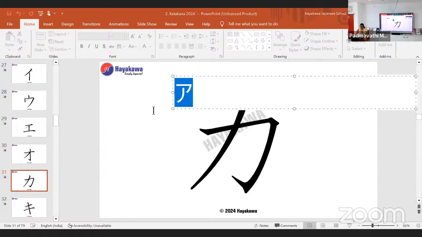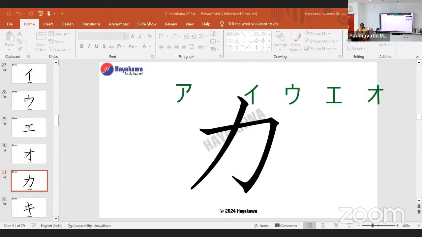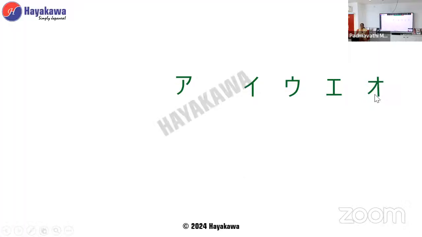So A, E, E, U, A, and O. This will be the typed version. So when you see this typed format, this O doesn't have this brushing up. So that is the typed format, that is all.